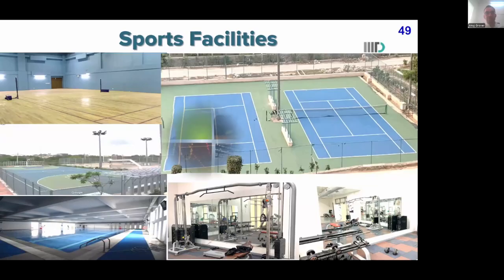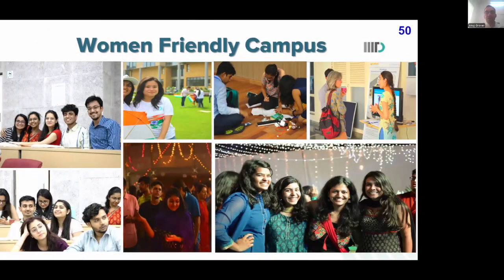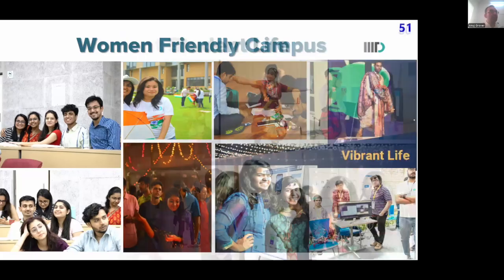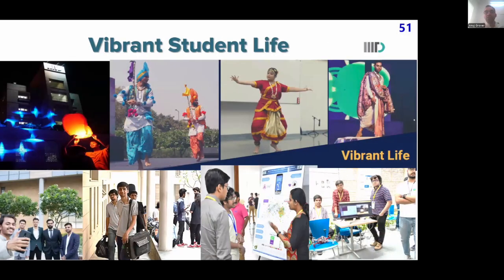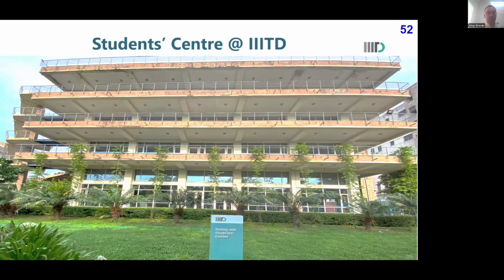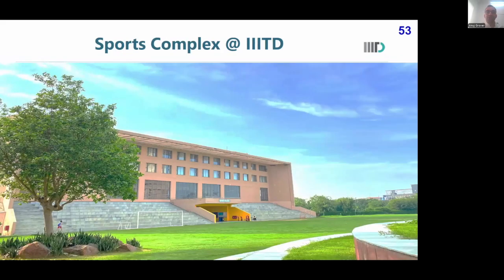And we're proud to say that we are a women-friendly campus, and we have more than 31 student clubs, which ensure that we have a vibrant student life when students are here. This is the student center, which houses many clubs there. A lot of student activities happen here, and also the canteen and the multi food outlet. This is the outside view of our sports complex, which houses the indoor swimming pool.